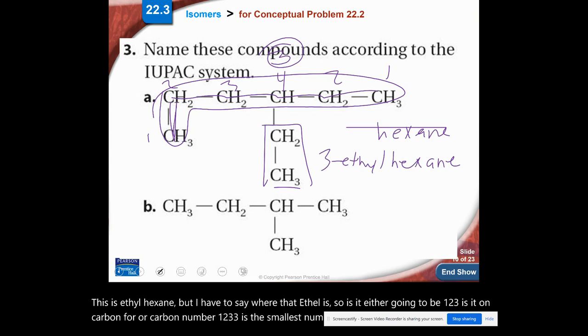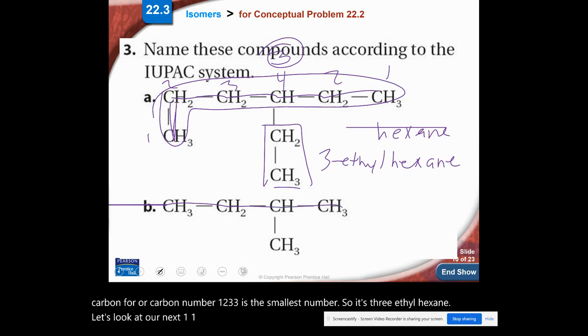Let's look at our next one. 1, 2, 3, 4 carbons. So 4 carbons is our longest connected chain.